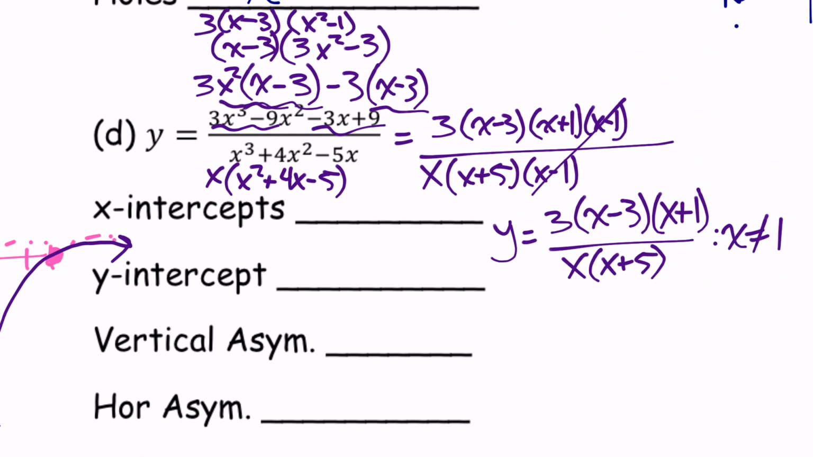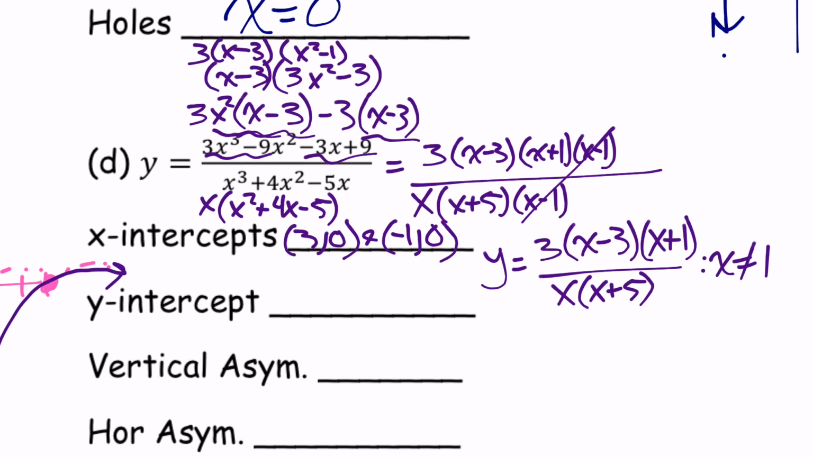So what do we have? X-intercepts at 3, 0 and negative 1, 0 from the numerator. Y-intercept, where's the y-intercept? Well, we don't have one because we have a vertical asymptote at x equals 0, so not applicable. Where is the asymptote going to happen? Well, degree of the denominator is 2, degree of the numerator is 2, so it's going to go to the coefficients. We have a 3 in the top, so y equals 3 is our horizontal asymptote. Sorry, I was supposed to be talking about vertical asymptotes, but that's a horizontal asymptote.